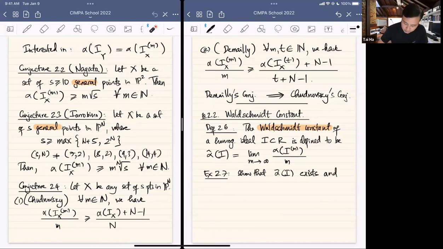And in fact, instead of taking a limit, you can just take the infimum of this quotient. Of course, m here is inside the positive integers. So let's look at some examples.